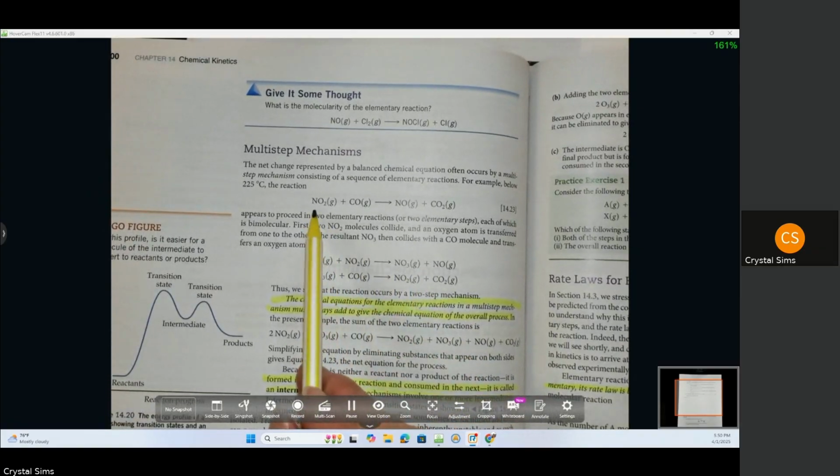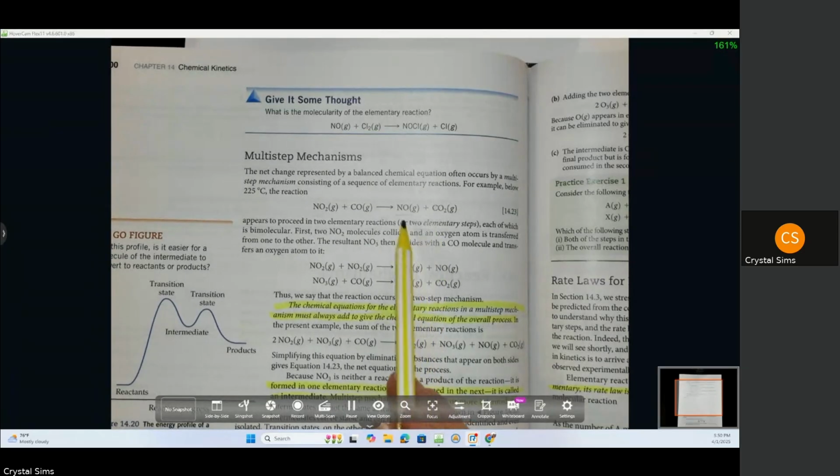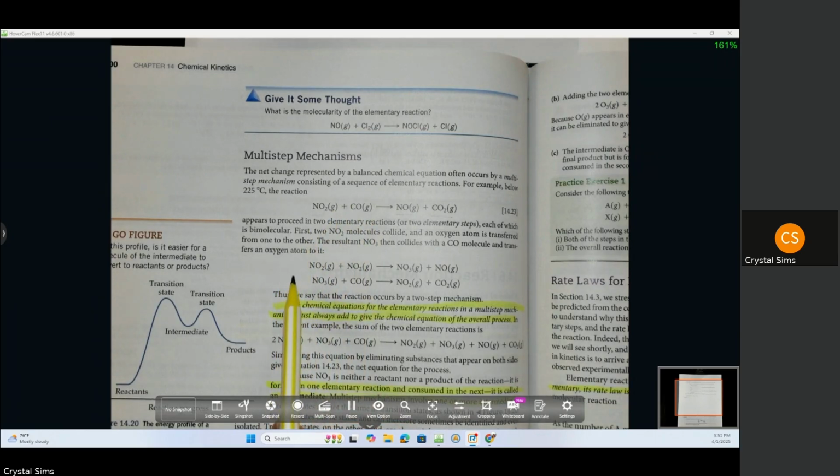So we have nitrogen dioxide with carbon monoxide, and that's going to yield nitrogen oxide and carbon dioxide. In this reaction, we have two steps that are occurring that we don't necessarily see when we look at our overall reaction. And both of these are bimolecular. We have two nitrogen dioxide molecules that collide with one another to form a nitrogen trioxide and nitrogen monoxide molecule. So basically, an atom is transferred from one to the other.